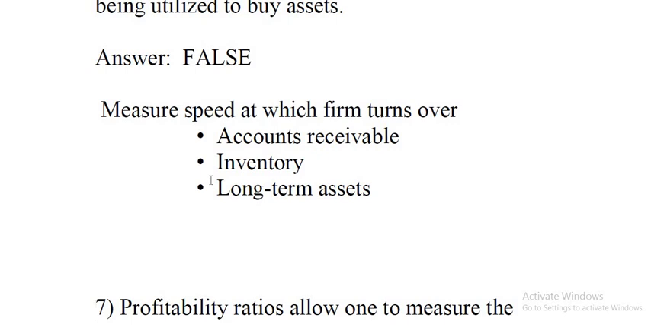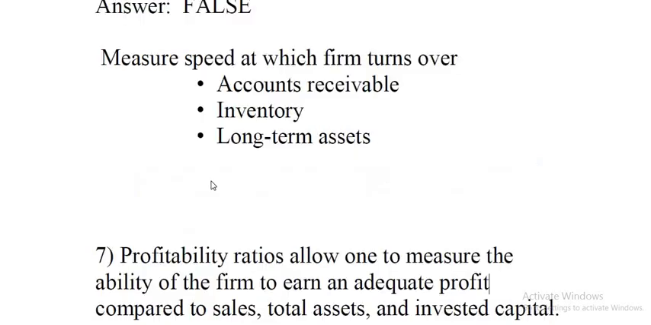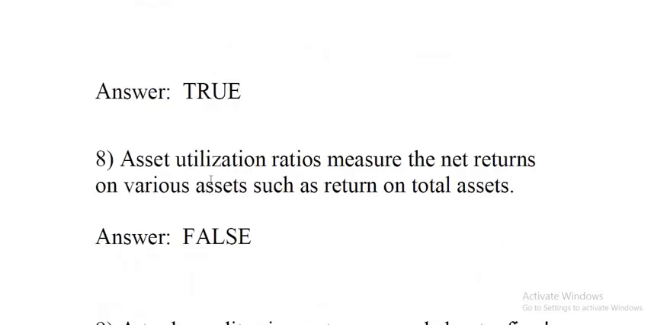Seventh question: profitability ratios allow one to measure the ability of the firm to earn an adequate profit compared to sales, total assets, and invested capital. This is true. Next question: asset utilization ratios measure the net returns on various assets, such as return on total assets. This is false.